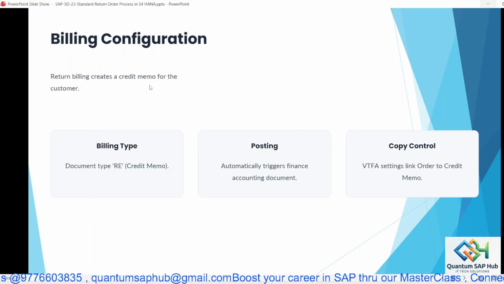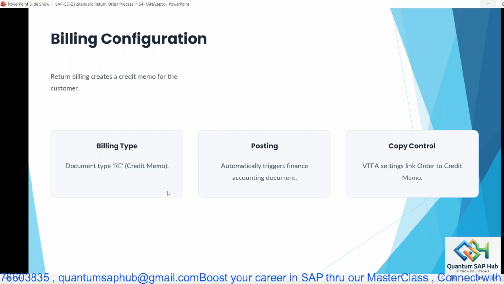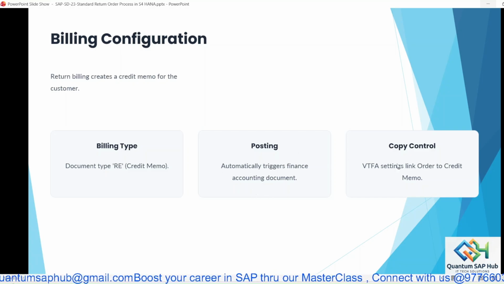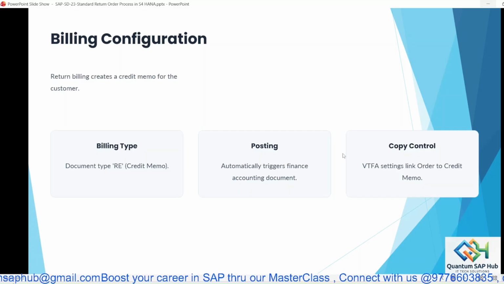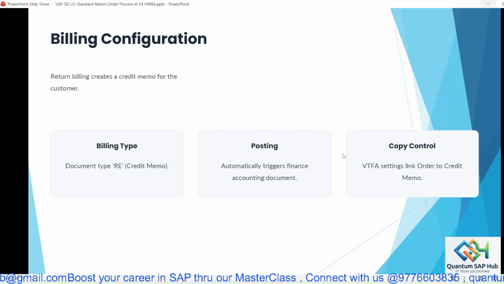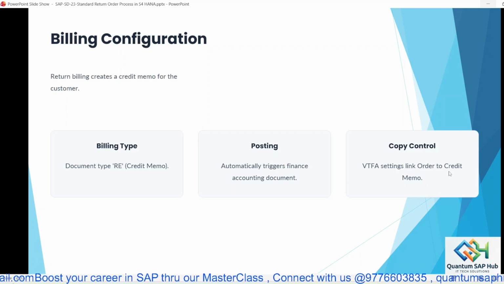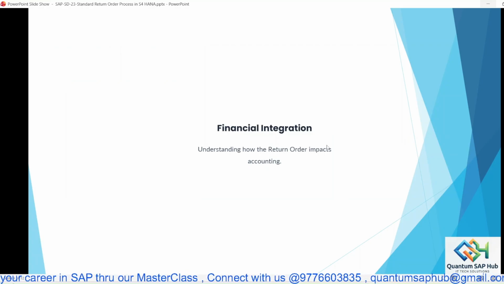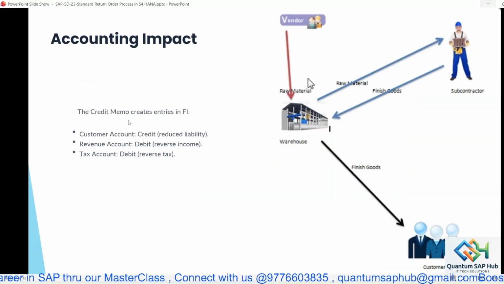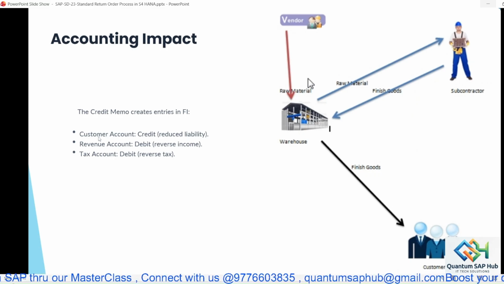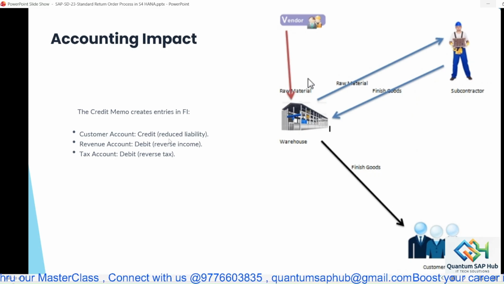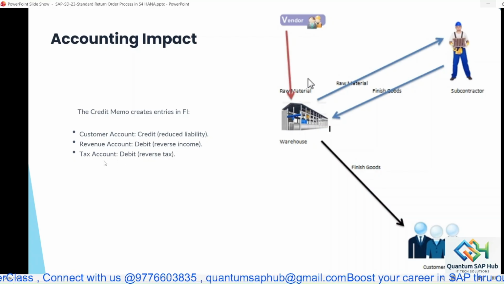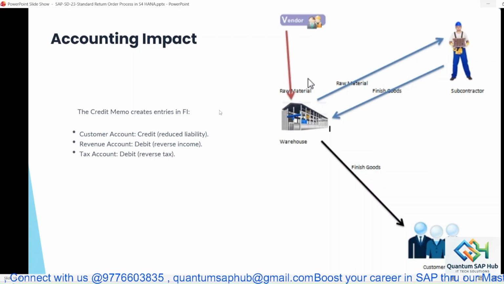Return billing creates a credit memo, as I mentioned. Here the billing type is RE, which automatically triggers the finance accounting document, and we also have to do the VTFA entry, the copy control, from order to credit. For financial integration, the credit memo creates entries in FI: the customer account is credited to reduce the liability, the revenue account is debited to reverse the income, and the tax account is debited to reverse the tax.